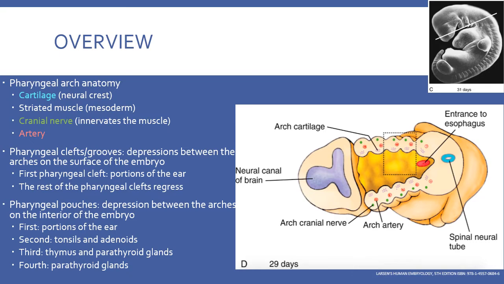So each individual arch is composed of a cartilage element, which is a neural crest derivative, a striated muscle element, a cranial nerve that will then innervate that muscle, and an artery. And keeping in mind that the cranial nerves are specific to the arch they come from, and they innervate very specifically the muscle from the arch they come from.